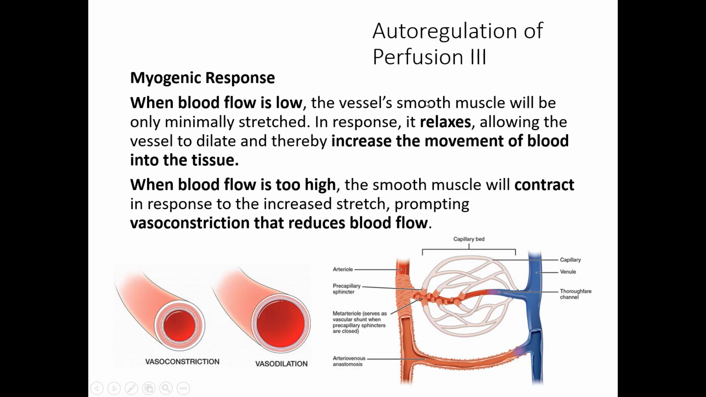So, myogenic response. When blood flow is low, the vessel smooth muscles right here will be only minimally stretched. In response, they will relax, allowing the blood vessel to dilate, and it increases the movement of blood into the tissue. When blood flow is too high and those muscles are overstretched, they will contract and they will prompt vasoconstriction that reduces the blood flow to the area.